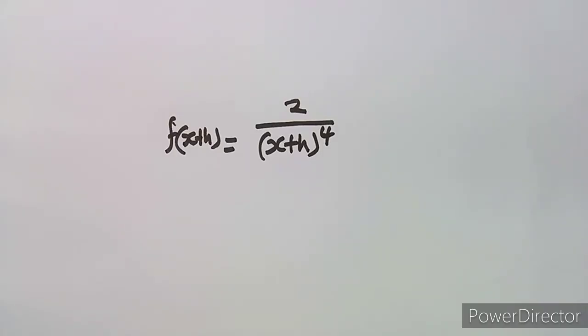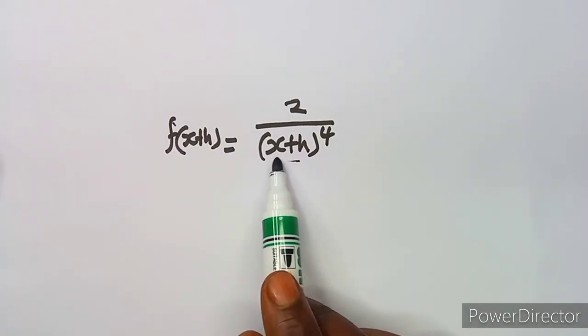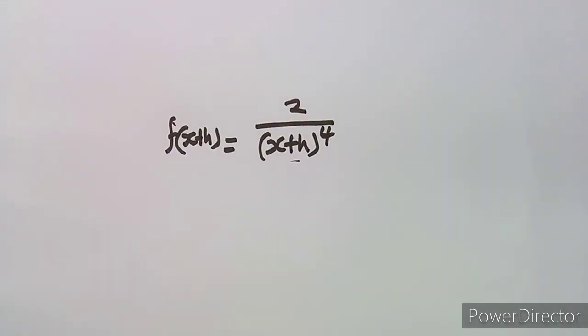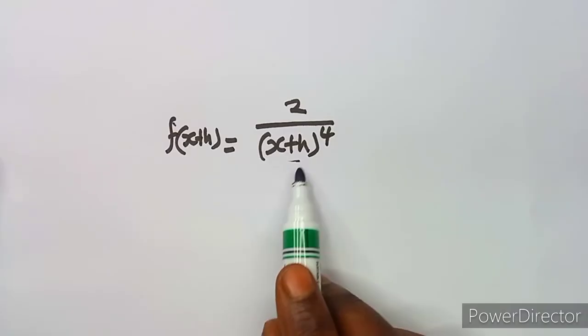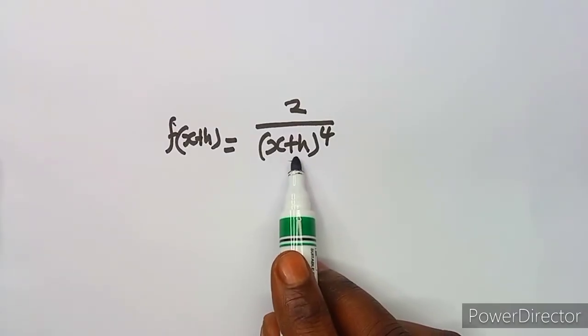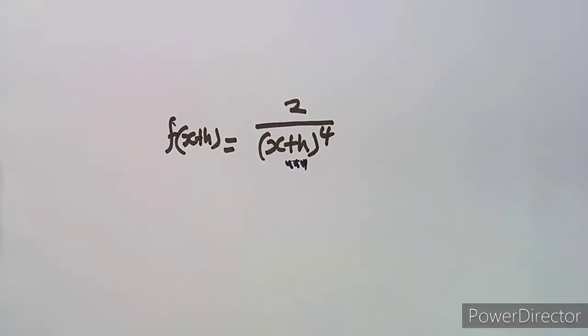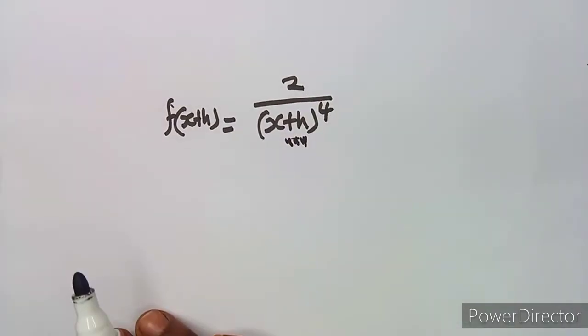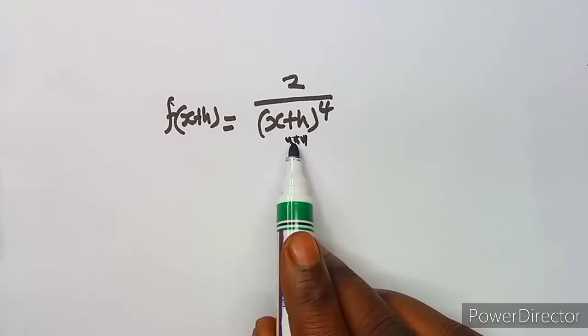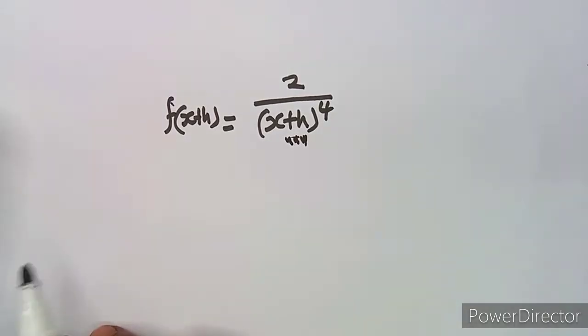If you are to cross-check here, we are having x plus h to the exponent of 4. All right. Let's take a consideration that we want to expand this, because definitely you're going to be forced to expand this. So what are we going to do? How are we going to apply this? All right, let's just expand.